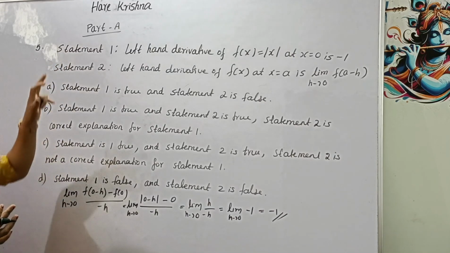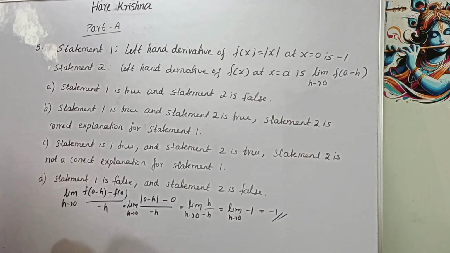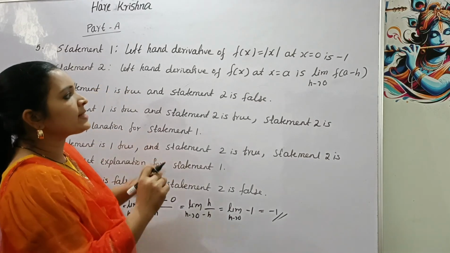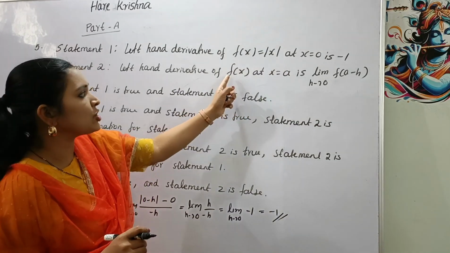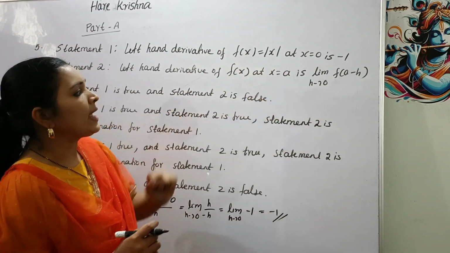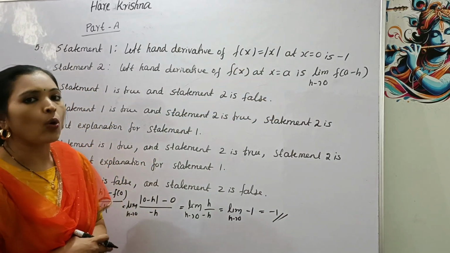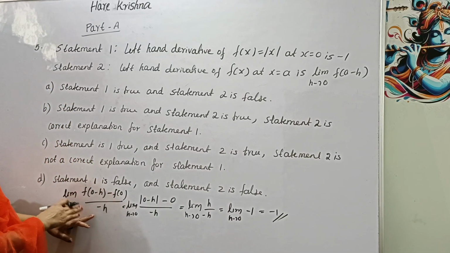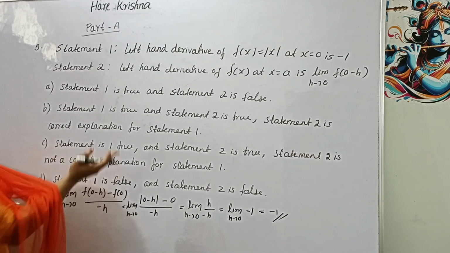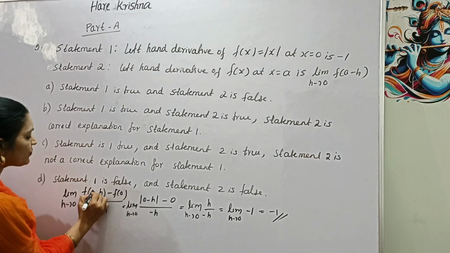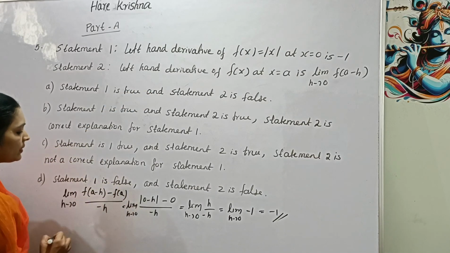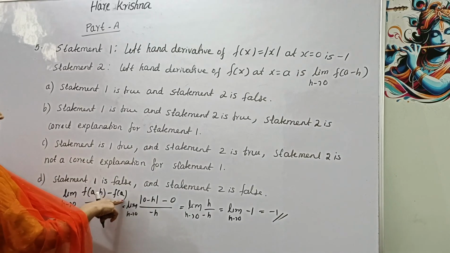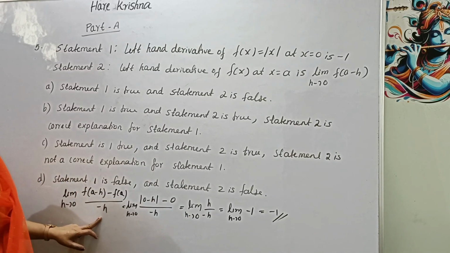Next we have to check whether this statement 2 is true or false. Okay. It is given: left hand derivative of f of x at x is equal to a. Here we have found the left hand derivative of the function at x is equal to 0, right? So here at x is equal to a, in place of 0 you write a. That is limit h tends to 0 of f of a minus h minus f of a divided by minus h.